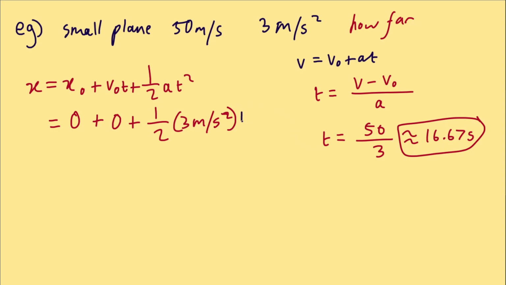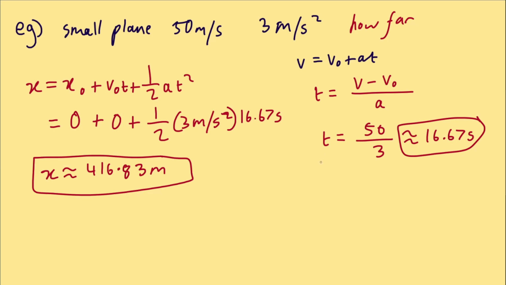Let's plug that in here. So 16.67 seconds. Run the calculations and x comes out to be roughly 416.83 meters. So if you were to design a runway for this airplane, how long would you do it? Well, me personally, I would give it a good 450 meters of space to take off comfortably.